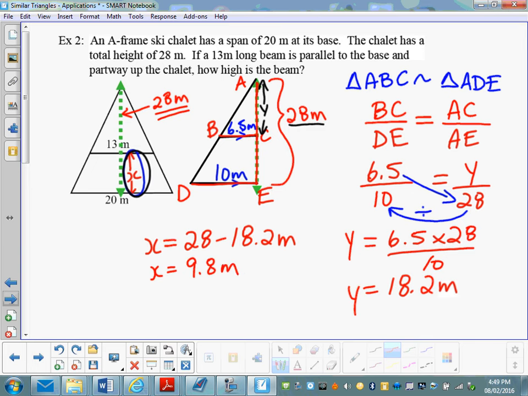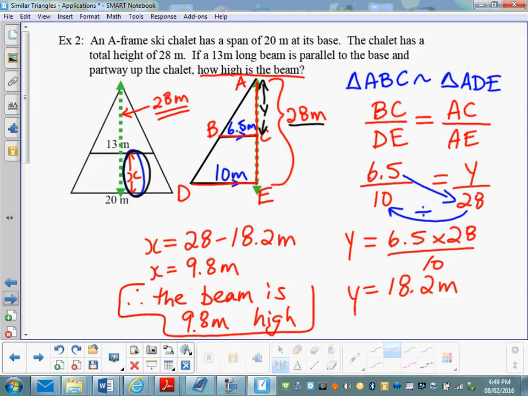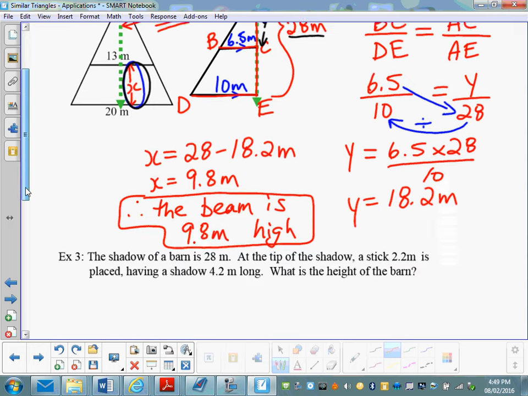So when it asks at the end of the question, how high is the beam? Therefore, the beam is 9.8 meters high. Okay, so a little bit of a twist to that one, but that's how we handle that.